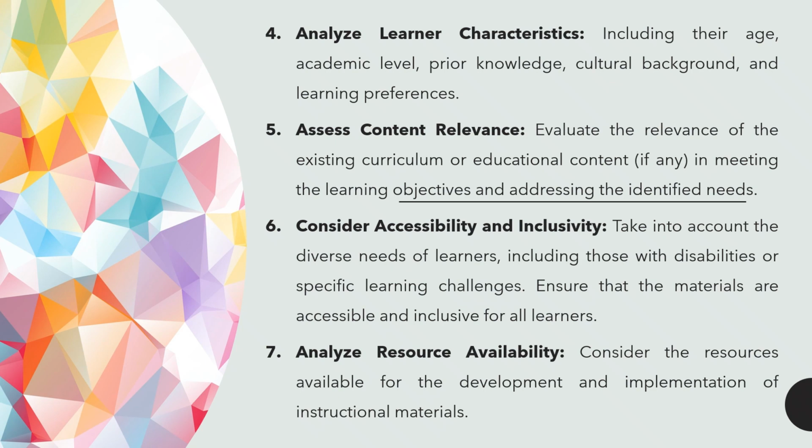Step 6. Consider accessibility and inclusivity. Take into account the diverse needs of learners, including those with disabilities or specific learning challenges. Ensure that the materials are accessible and inclusive for all learners. Step 7, analyze resource availability. Consider the resources available for the development and implementation of the instructional materials. This includes considering budget constraints, technology infrastructure, and availability of skilled personnel.